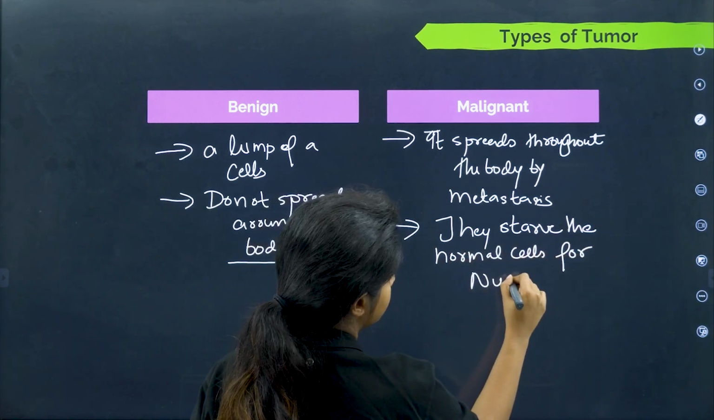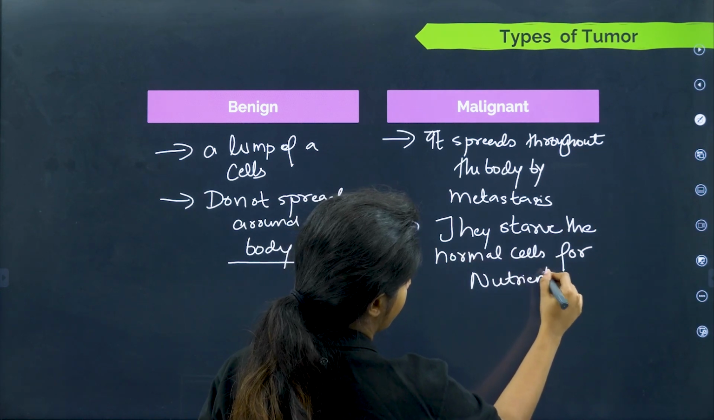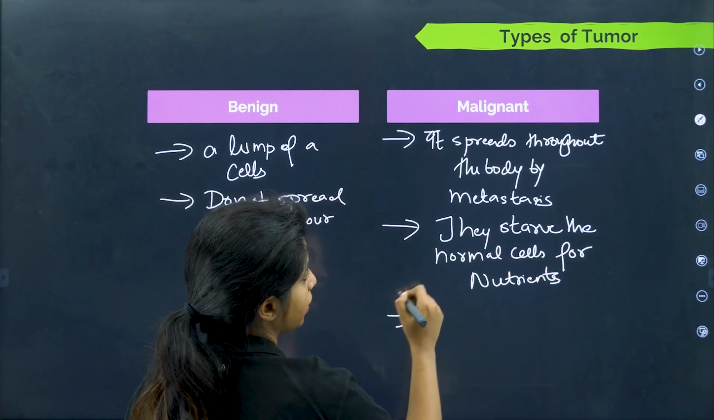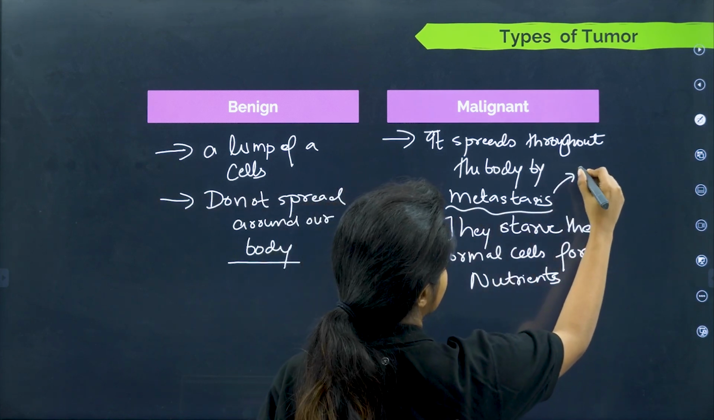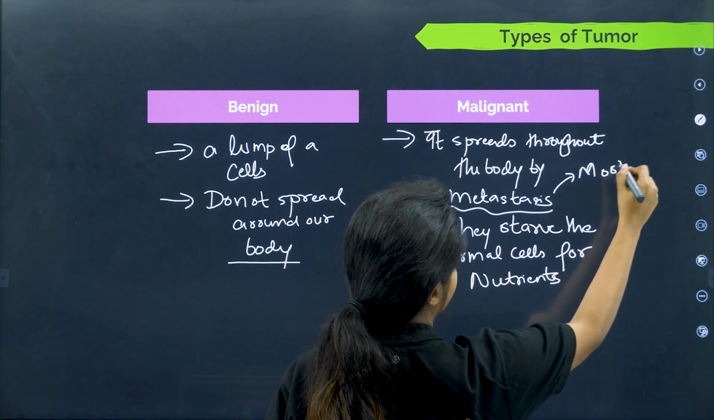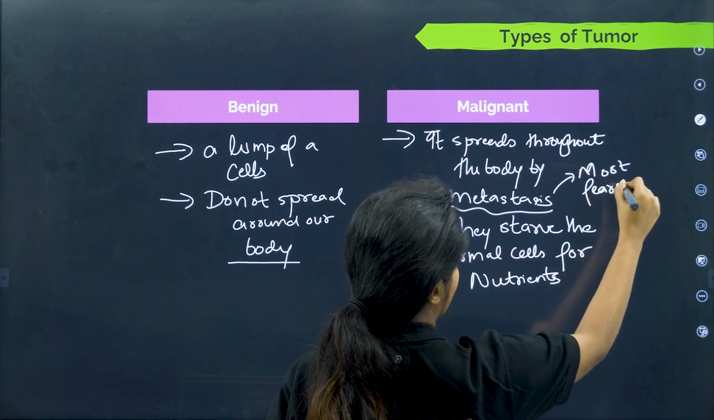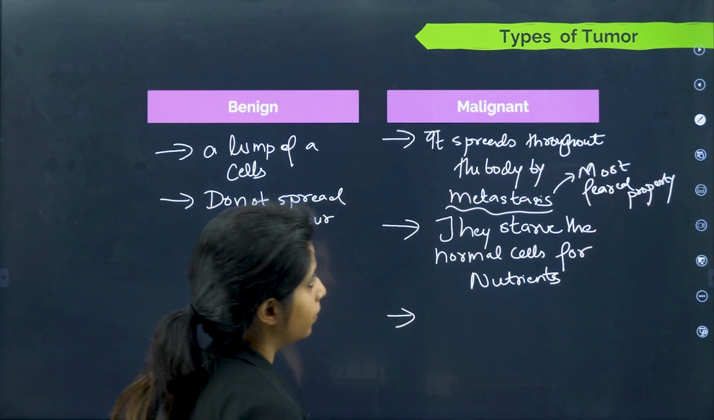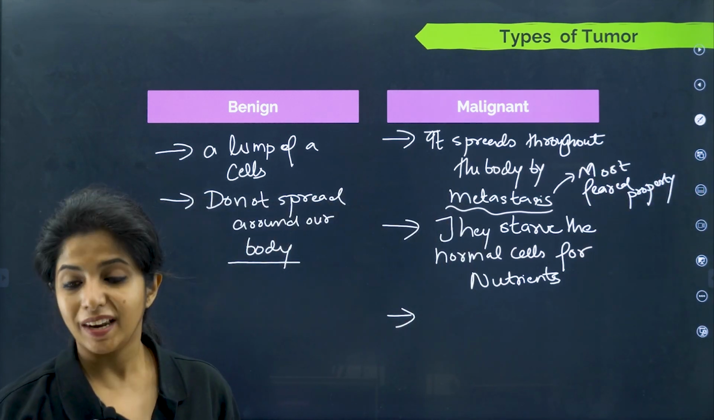For nutrients. Okay? And metastasis is the most feared property of cancer, malignant cancer.